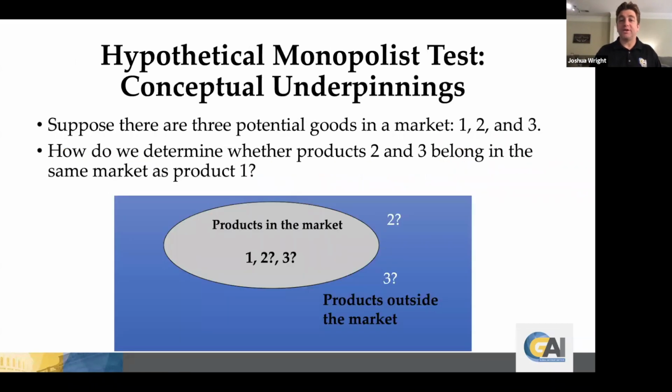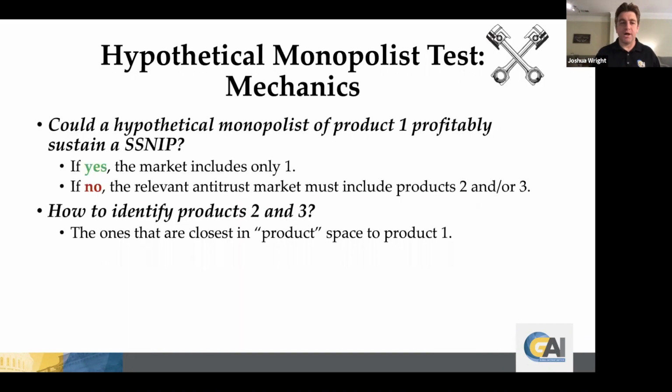Okay. The conceptual underpinnings are just like we said, right? We're going to test to see whether products 2 or 3 belong in the market. We start by drawing a circle around 1. And if 2 is close enough, right, then when our hypothetical monopolist of firm 1 raises the price, enough consumers leave 1 and go to 2 to defeat the price increase. If that's true, that it was not profitable to increase the price because lots of people would switch to 2, then 2 belongs in the same market. That's sort of the fundamental logic. Okay.